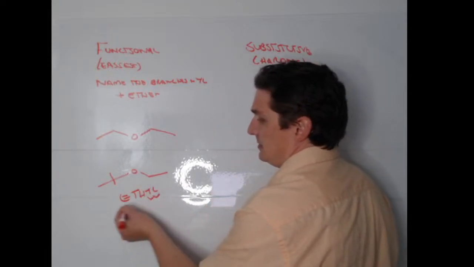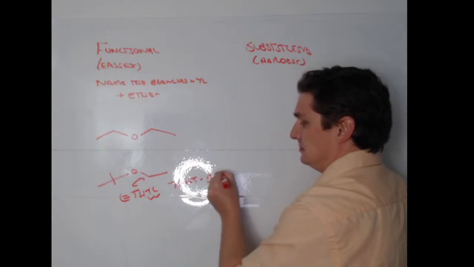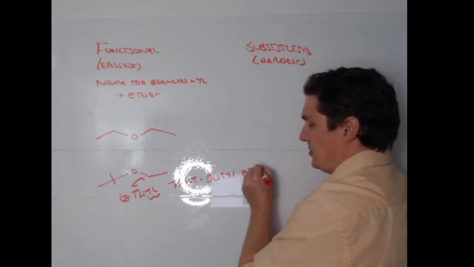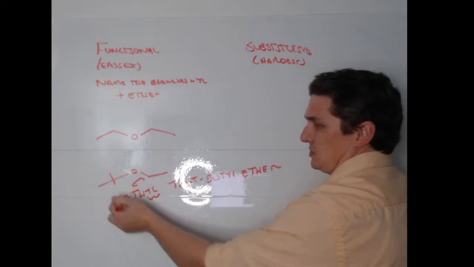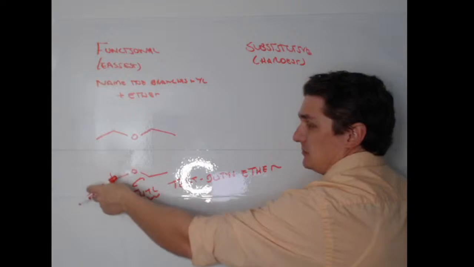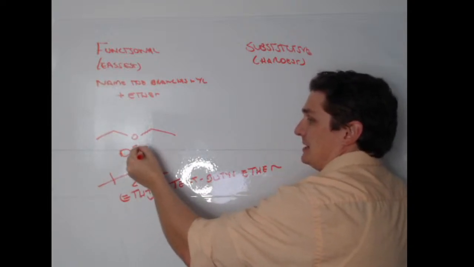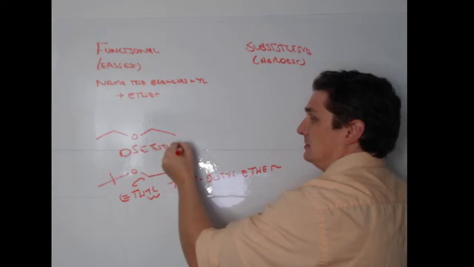So there's your yl. There's the name of your branch. Tert-butyl ether. So our tert-butyl's there. We're going to put this last because it's the biggest one. This contains 4 carbons. This contains 2. If we have 2 of the same type, we would just call this diethyl ether.